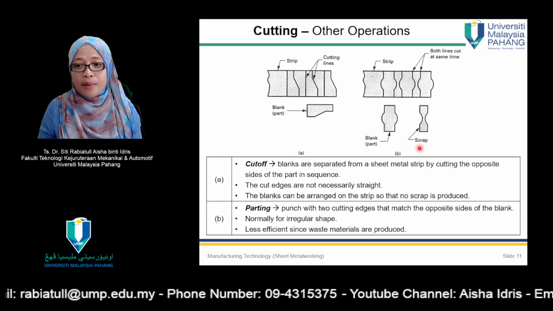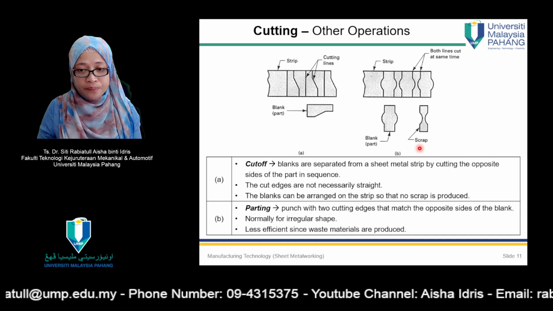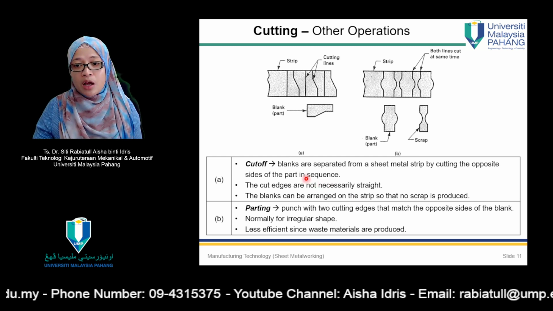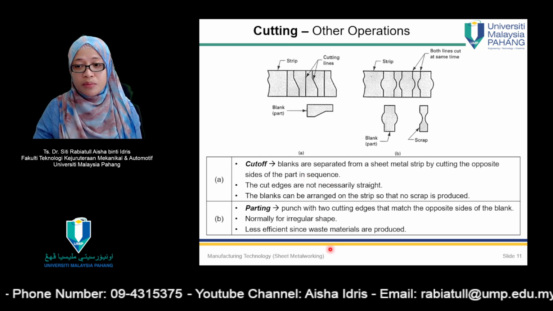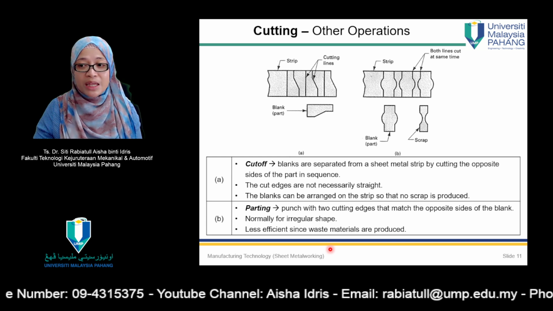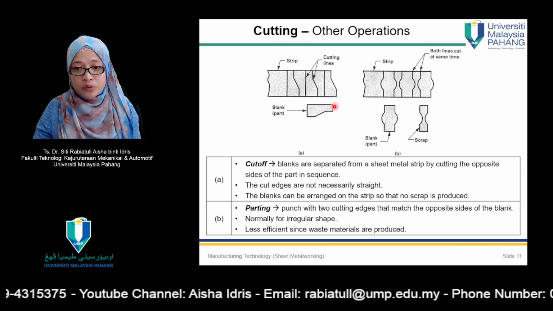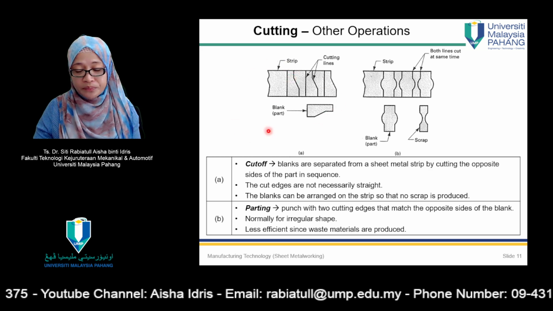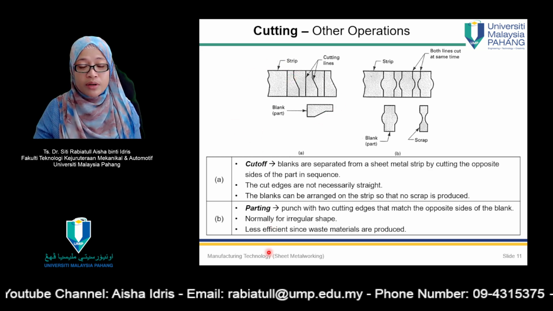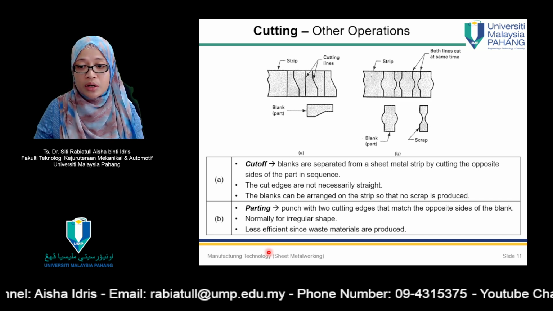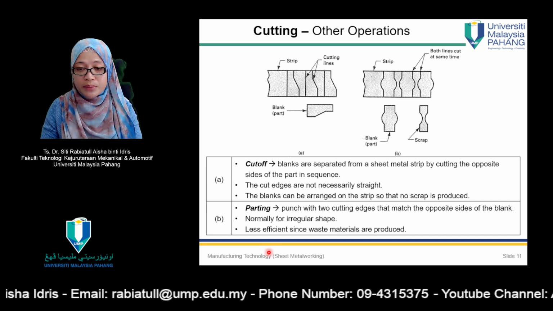Other cutting operations include cut off. Cut off is a process whereby blanks are separated from a sheet metal strip by cutting the opposite sides of the part in sequence, like figure A over here. The cutting edges are not necessarily straight. The blanks can be arranged on the strip so that no scrap is produced.